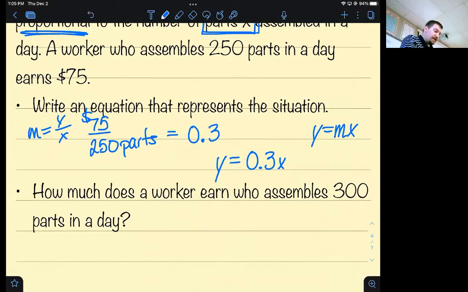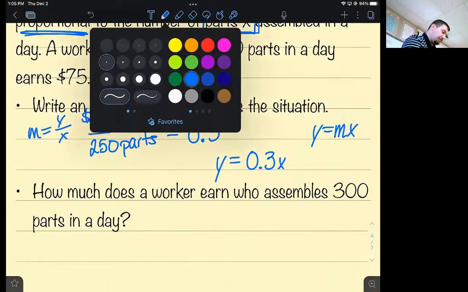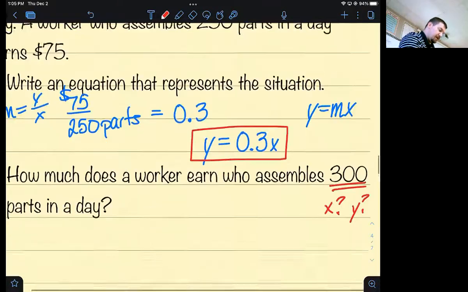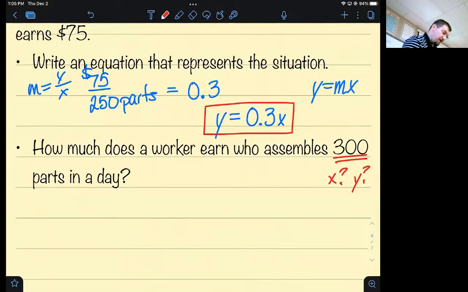How much does a worker earn who assembles 300 parts in a day? So now that we have our equation, I'm going to plug 300 in for either x or y. That's the question. Is it x or is it y? Which variable is the parts variable? Jacoby? X is the parts variable. You're right. It says right up here. Okay. So we're going to plug 300 in right there.